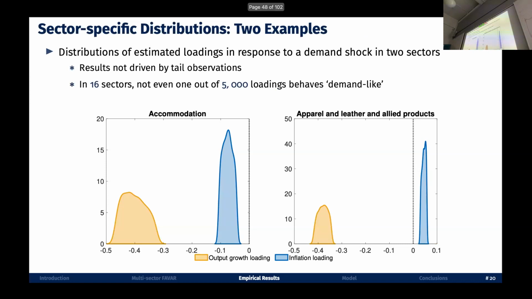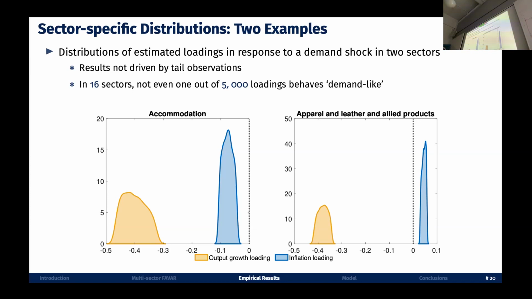So to show you that this is actually not the case, I'm zooming in here on two sectors, and I'm showing you the 5,000 loadings that I get for each sector with my rotation matrices. Here on the left is a well-behaved sector where output and inflation fall in response to this aggregate demand shock. And a less well-behaved sector where there is not a single loading of the inflation distribution that falls in negative territory. So this sector really seems to be behaving oddly relative to what you would expect if you entertain this aggregate demand view of the world.